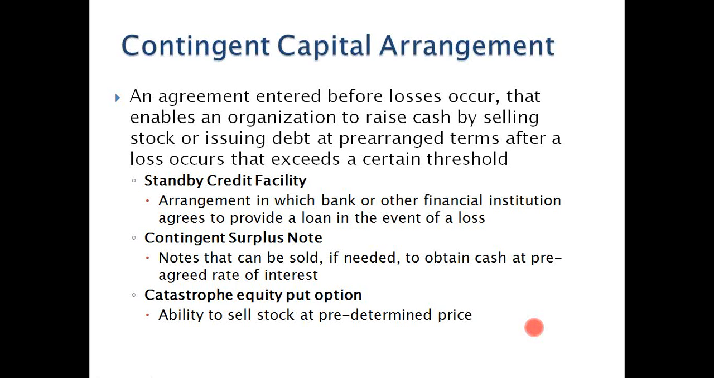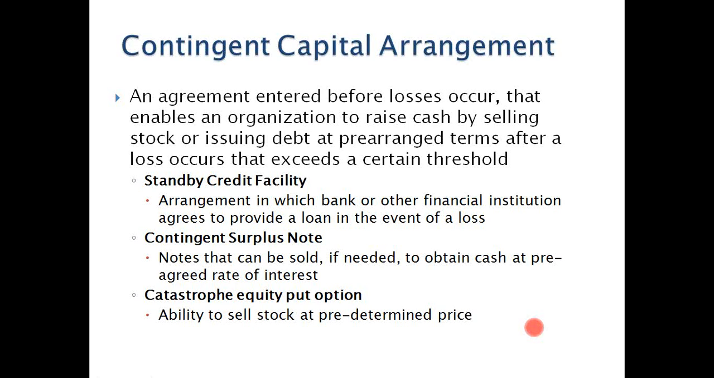Under a contingent capital arrangement, it's an agreement entered into before losses occur that enables an organization to raise cash by selling stock or issuing debt at prearranged terms after a loss occurs that exceeds a certain threshold. So the idea is that it's an agreement with a bank or an investment firm. Instead of insurance, where they say we're going to indemnify you and pay for these losses that occur, what you're saying under this is that if you have a certain amount of loss, you have access to capital. You essentially have access to borrow money. That's all that we're doing in this case.